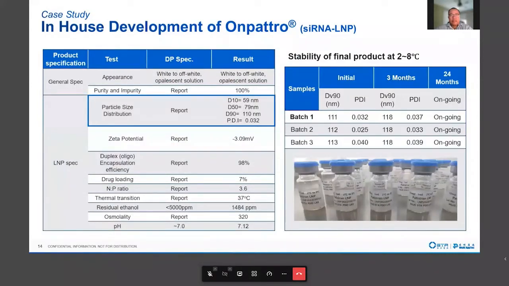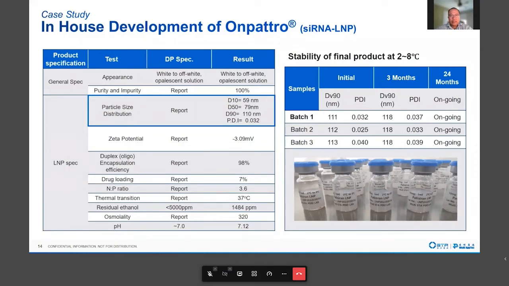We also test our siRNA LMP benchmark product according to the specification of Onpattro. Here are the results. The particle size, zeta potential, encapsulation efficiency, drug loading, and organic solvent residue are all consistent with the literature values.